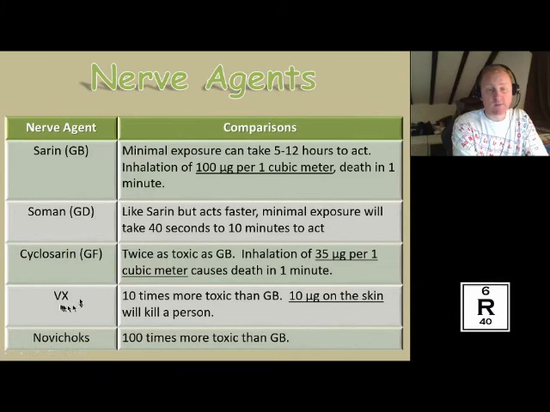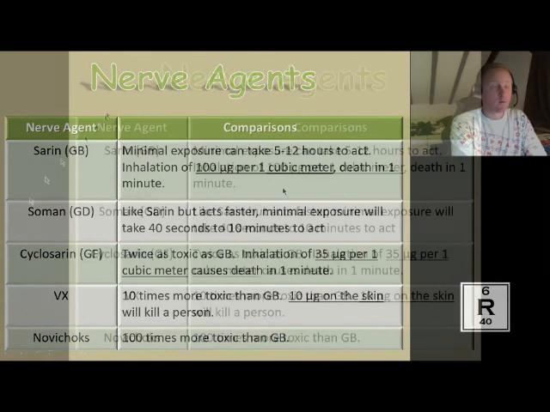video, it's 10 times more toxic than sarin. Only 10 micrograms on the skin will kill a person. So this doesn't have to be inhaled, this just gets on the skin. And finally, the Novichoks, the third generation of nerve agents. These are 100 times more toxic than sarin. So it's 10 times more powerful than VX. Quite, quite scary.